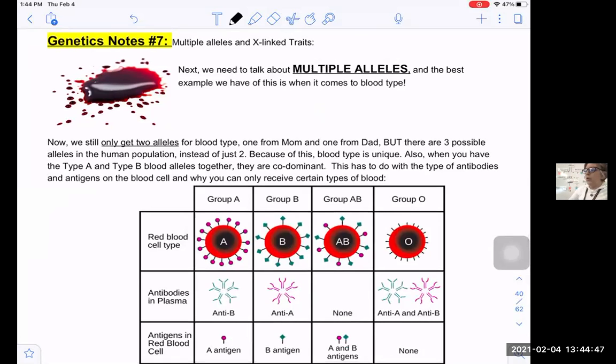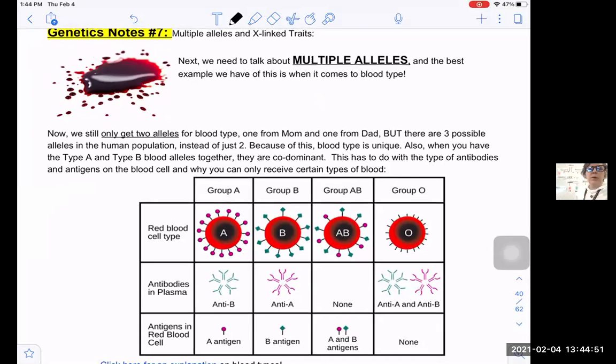Multiple alleles. So when we're talking about multiple alleles, what we mean here is that you always get two alleles for every trait. Okay, you get one from mom and one from dad. Okay, that has not changed. You still only get two alleles for blood type, which is our multiple alleles example. But why it's called multiple alleles is because there are three possible alleles out there in the human population. Okay, so instead of there just being two, dominant or recessive, there are three possible alleles out in the human population. And it's because of this, blood type is unique.